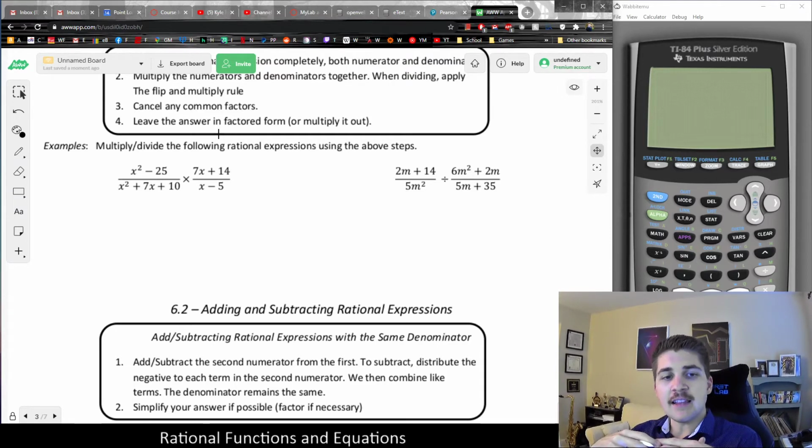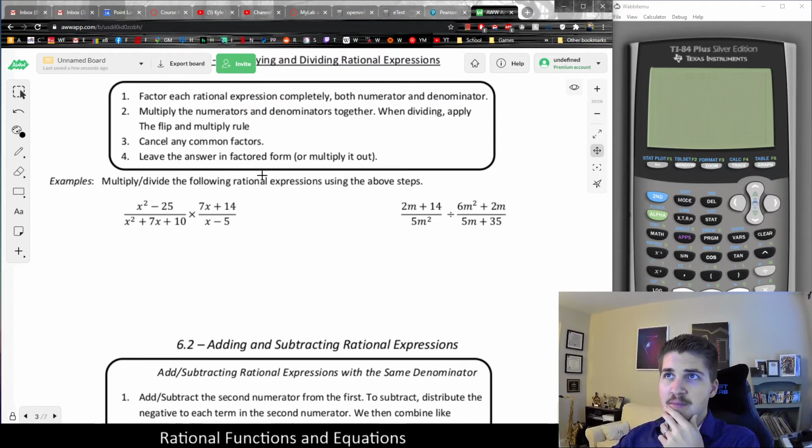Again, if you look at my step-by-step instructions, what it says to first do is factor everything completely, both the numerator and denominator. Then we multiply them all together and cancel any common factors if they exist, or you can cross-cancel, as I was saying before. And often we just want to leave the answer in factored form.